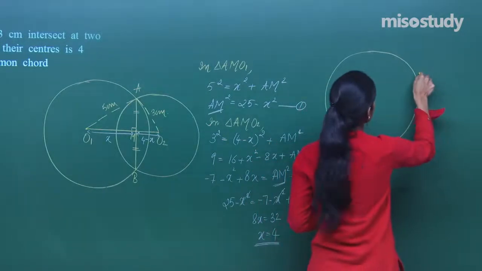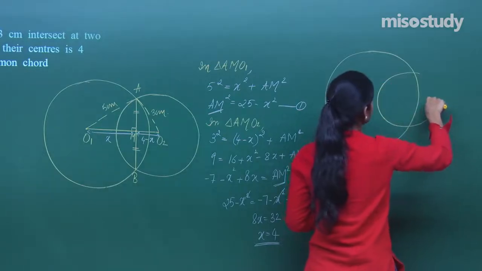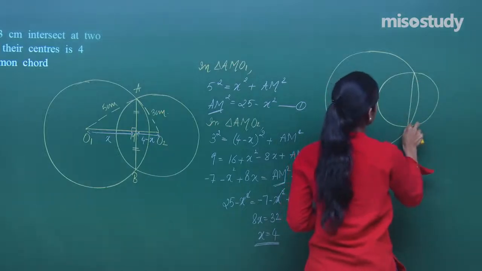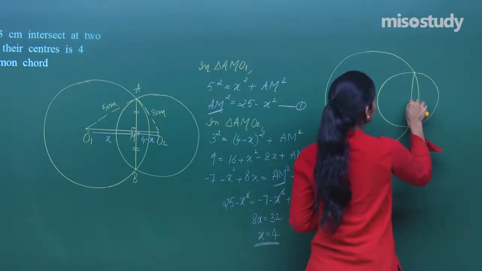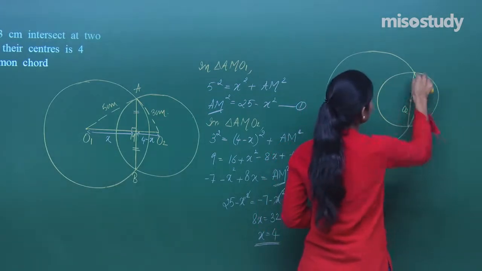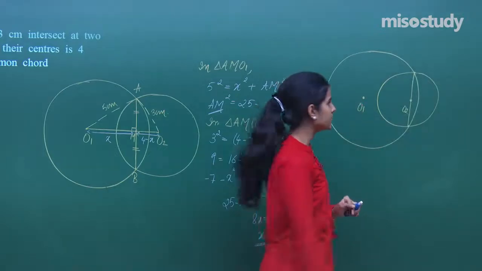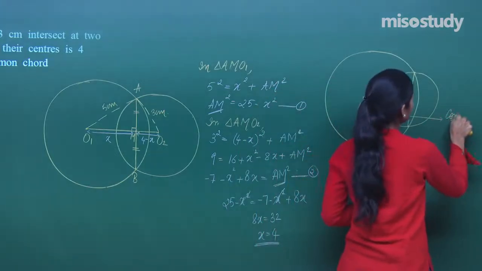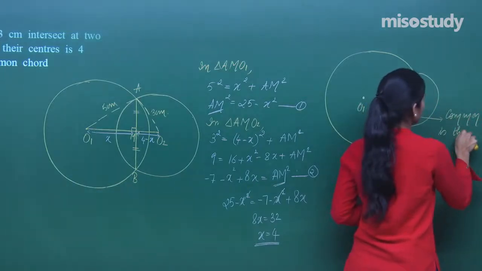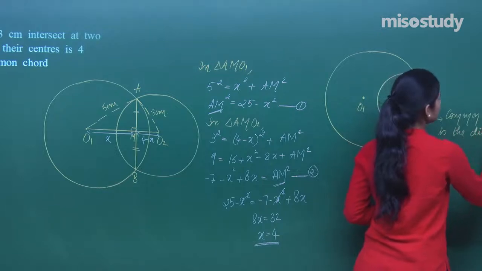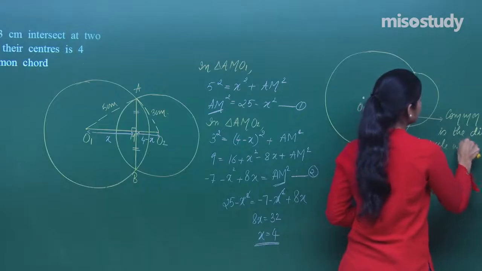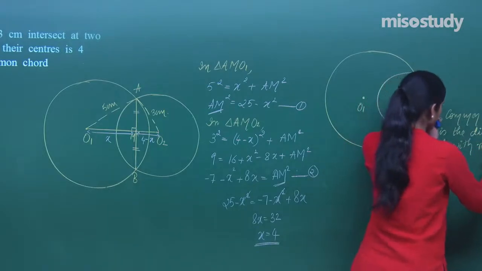Say this is the first circle. Then you have this as the second circle. This is the common chord passing through the center of the second circle. This is the center of the first circle. That means this common chord, if it is passing through the center of the second circle, is the diameter of the circle with radius 3 centimeters, the smaller circle.